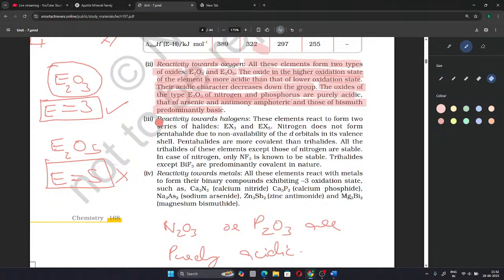Non-metals form acidic oxides, whereas the metalloids antimony and arsenic form amphoteric oxides, whereas bismuth, which is a metal, forms basic oxide, which is basically normal. Non-metals form acidic oxides, metalloids form amphoteric oxides, whereas metals mostly form basic oxides. This is the reactivity towards oxygen. I will write it.